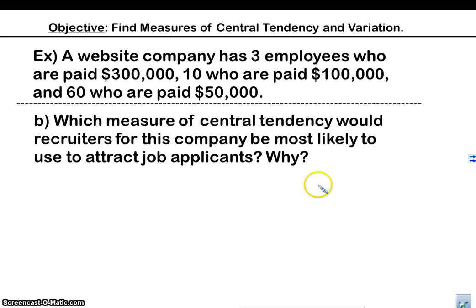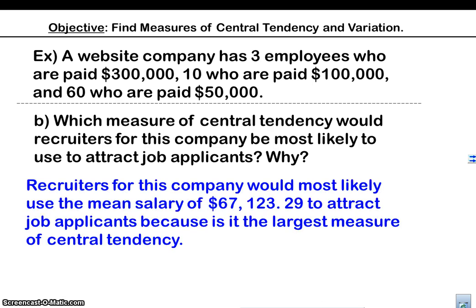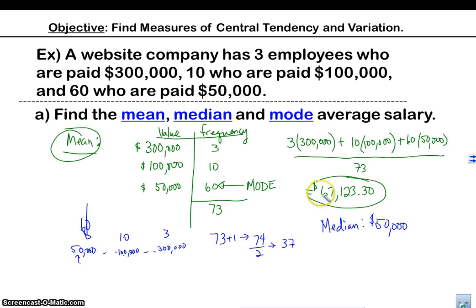If I was looking at that same case, what would I want to use if I was recruiting people? Well, of course, I'd want to use the mean, or the mean salary, because it looks better. Is that what you're going to be earning? Probably not, right? Probably not. You're probably going to be earning around the 50,000, unless you're a top employee. Then you'll be over here.